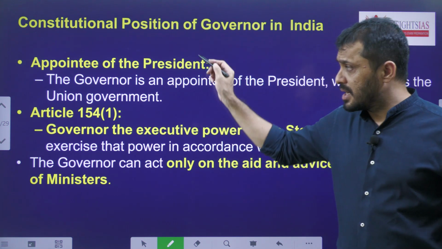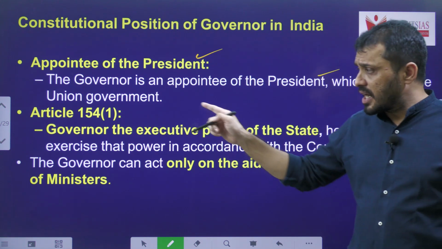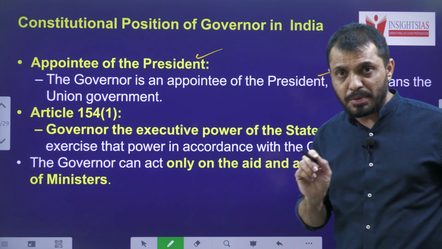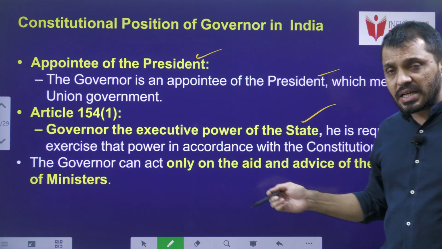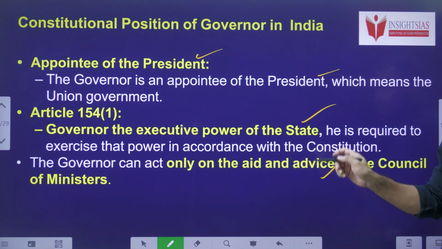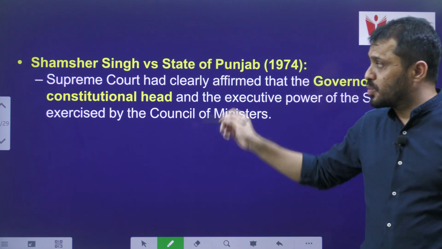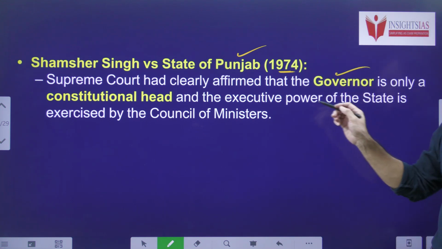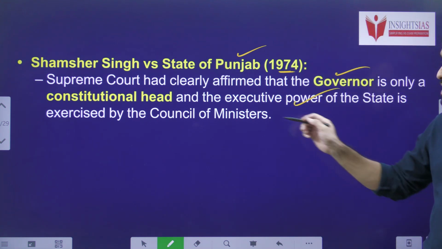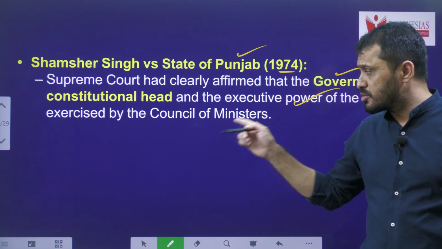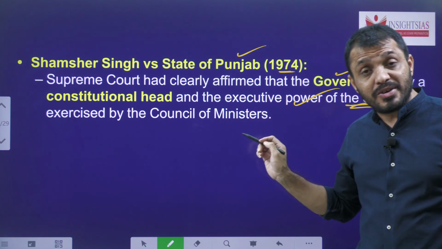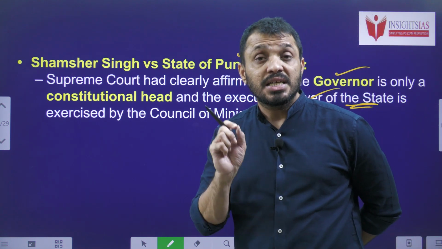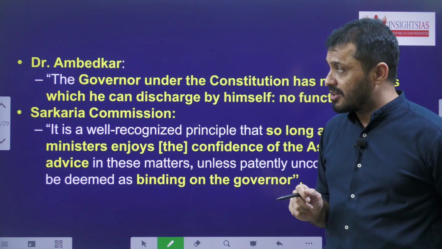Governors are generally appointed by the president's office. Under Article 154 Clause 1, governor is the executive head of the state. All the executive actions are performed in the name of the governor, and governor will only act on the aid and advice of the Council of Ministers. In Shamsher Singh versus State of Punjab in 1974, Supreme Court clearly mentioned that governor is only a constitutional head and executive power of the state is exercised by the Council of Ministers. Okay, that means real power is given to the Council of Ministers, and governor enjoys only nominal powers. It is a typical parliamentary form of government that we have to understand.